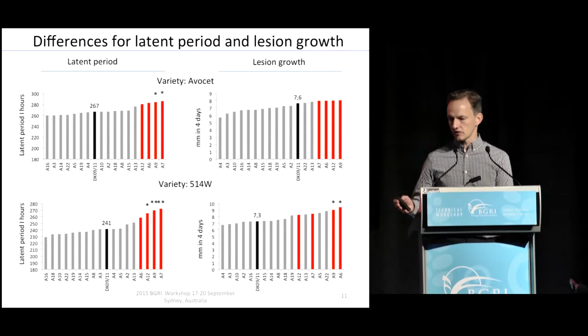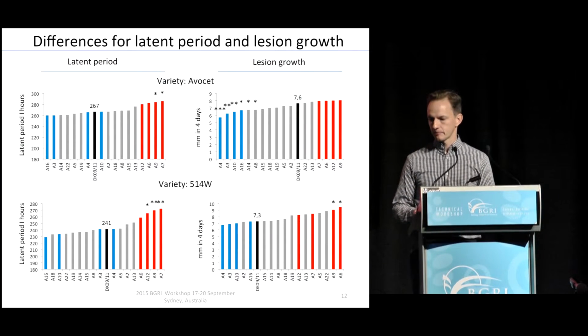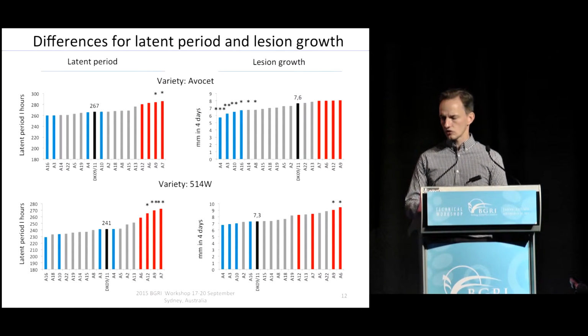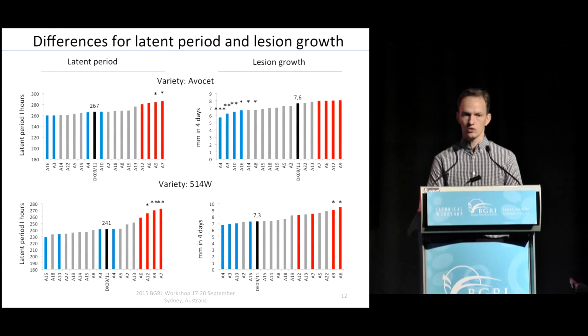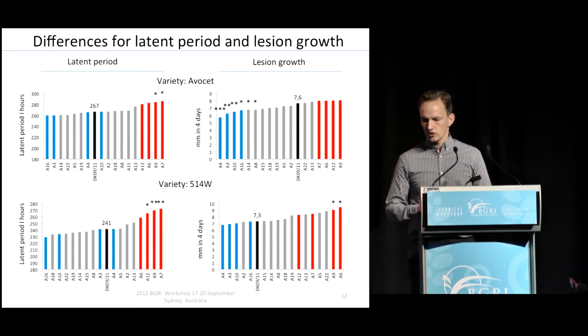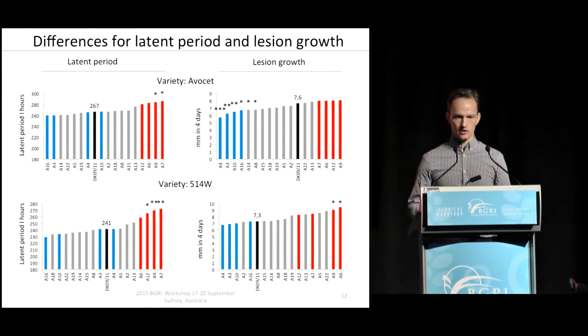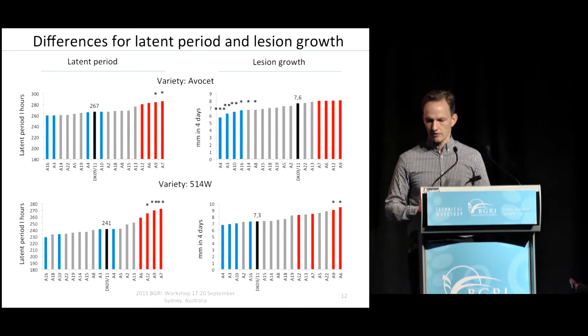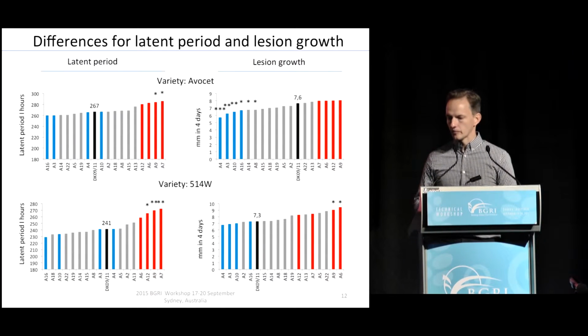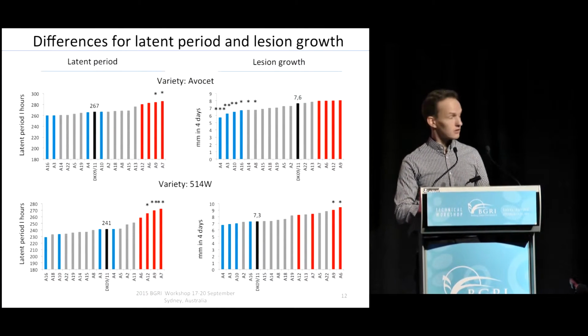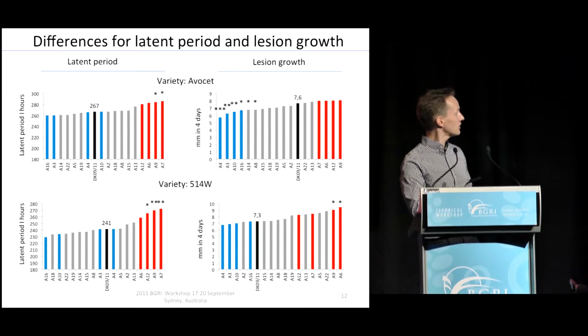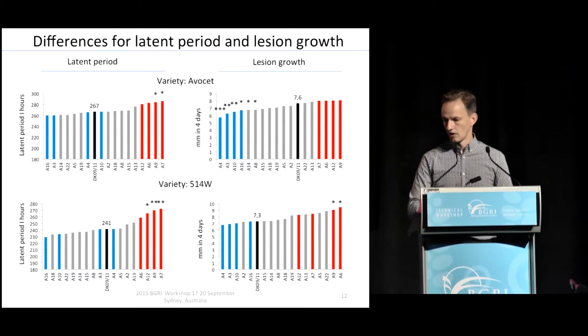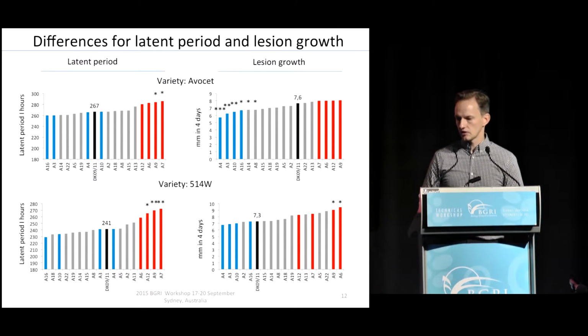But if you look at the other end of the spectrum, we had 4 isolates that had a slower lesion growth than the parent, but at the same time had a latent period that was either equal to the parent or slightly shorter. Of course these distributions show that we have indications of segregation for aggressiveness in these progeny isolates. But they also indicate a trade-off between lesion growth and latent period, because those isolates that had a long latent period at the same time had the fastest lesion growth.